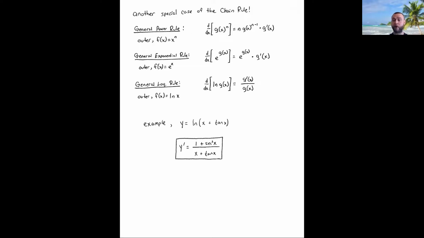Now, the general log rule, we're going to use that in a shortcut, which we'll be getting to right after this. And the general log rule is going to make this shortcut go as quick as possible.